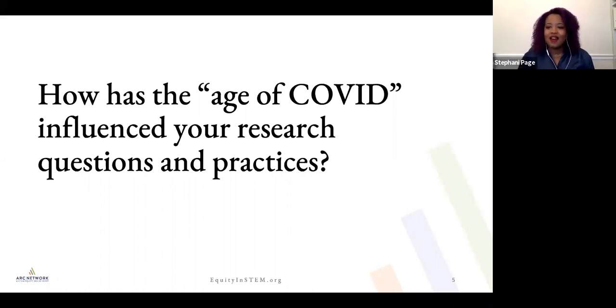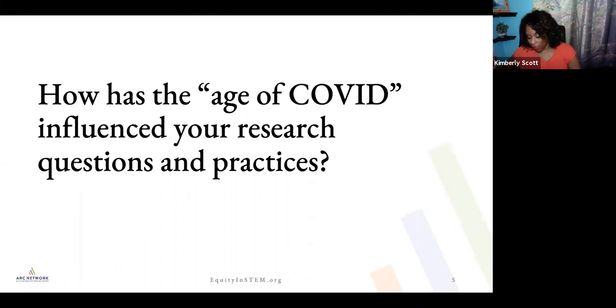Thank you. And Dr. Scott, how has the age of COVID influenced your research questions and practices? Sure. I am very, very aware of how funding agencies are responding to COVID. And I've been trying to maintain a heightened sensitivity to what the RFPs are articulating and what they're not, thinking about the challenges of really applying intersectional frameworks in an authentic way. So as I'm looking at responses from a myriad of funding agencies that want to do good as it relates to COVID, what I'm paying attention to is what does that look like?